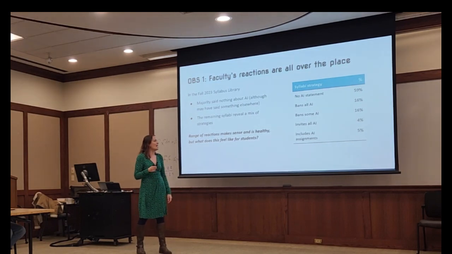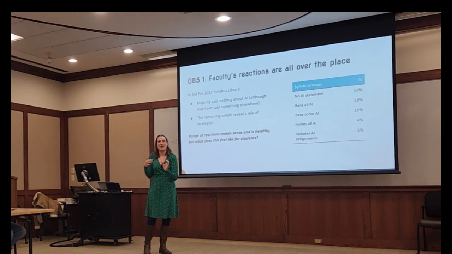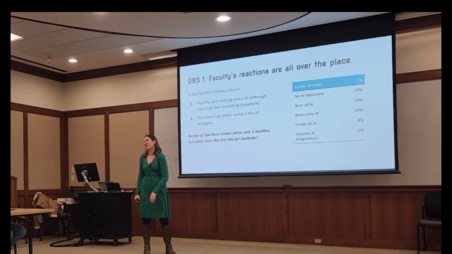16% of the syllabi banned all AI. So it's like, don't use it in one way or another. 16% banned some of it. So they said, don't use it in this situation, but use it in this situation. 4% said, use it, I don't care. Sometimes those were followed by statements like, use it, but it's not really going to help you. And by the way, our students have reported that some of you guys have said that in class too, which again, no judgments on any of this. We're all just trying to figure out how to deal with this.